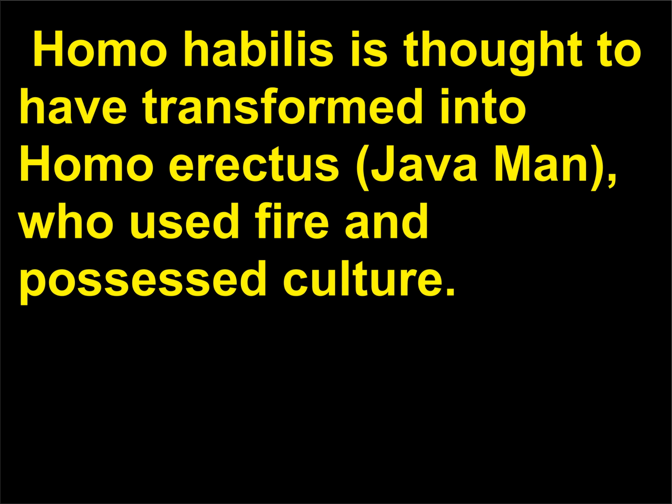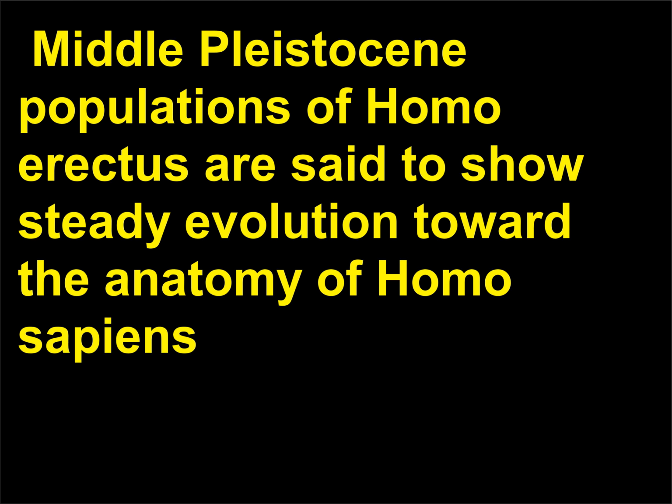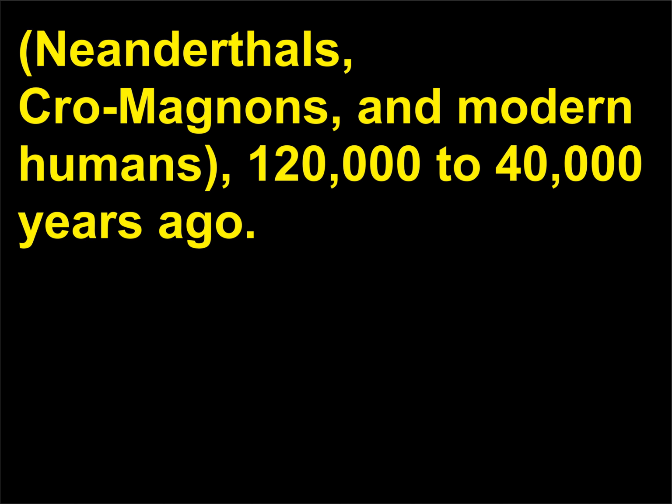Homo habilis is thought to have transformed into Homo erectus, Java man, who used fire and possessed culture. Middle Pleistocene populations of Homo erectus are said to show steady evolution toward the anatomy of Homo sapiens. Neanderthals, Cro-Magnons, and modern humans, 120,000 to 40,000 years ago. Pre-modern Homo sapiens built huts and made clothing.